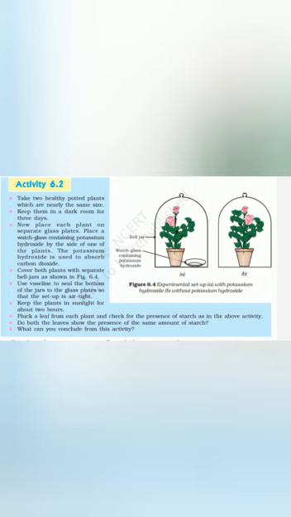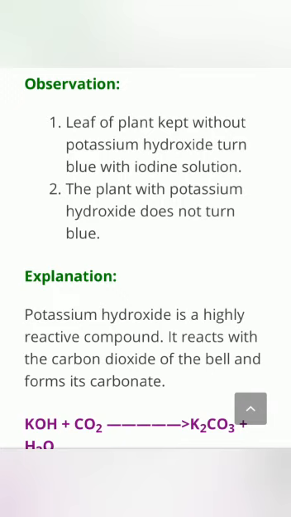What can we observe? Firstly, we will observe that the leaf from the first plant, where potassium hydroxide was there, has no starch: potassium hydroxide has absorbed all the carbon dioxide and photosynthesis could not happen. But in the second case, the leaf without potassium hydroxide has turned blue because potassium hydroxide was not there.